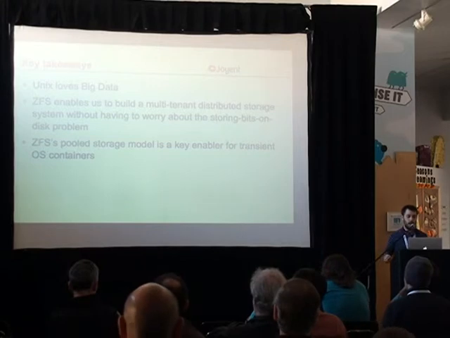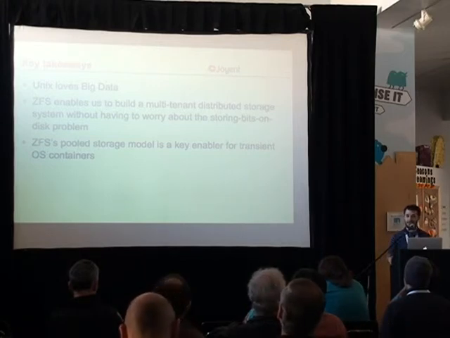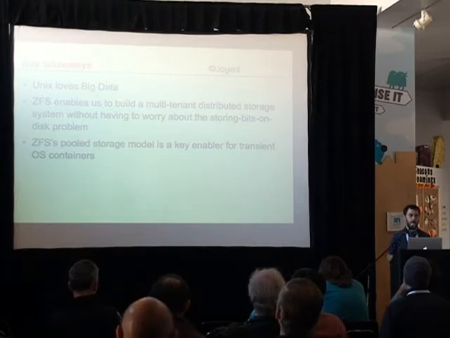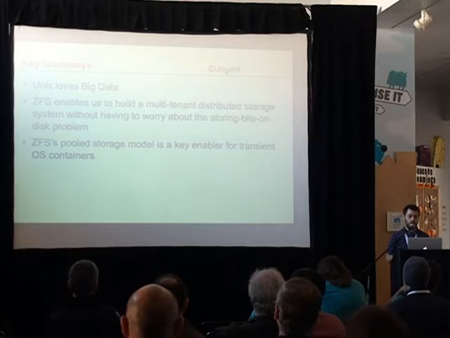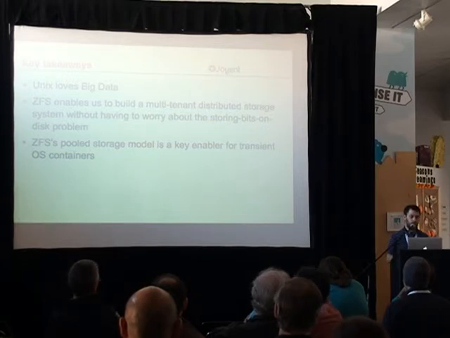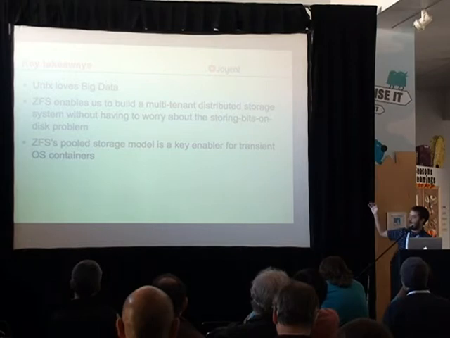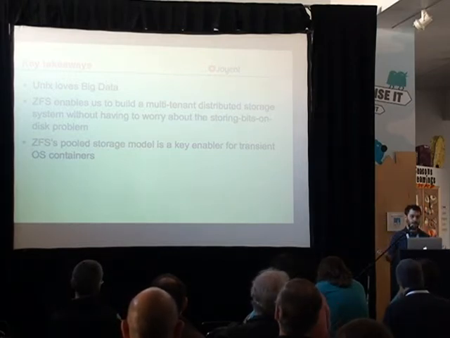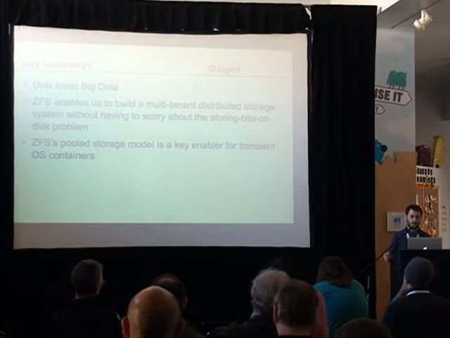So the key takeaways for us are, Unix loves big data. This system has been very successful for us for being able to run the thing that I was just describing, like a grep on our tens of thousands of log files. It was like 80,000 log files looking for the number of rollbacks. It was like an ad hoc query, took a couple of minutes, not that big a deal. And the second point is actually the one I want to highlight, which is we did build this multi-tenant distributed storage system without ever worrying about the bits on disk problem.